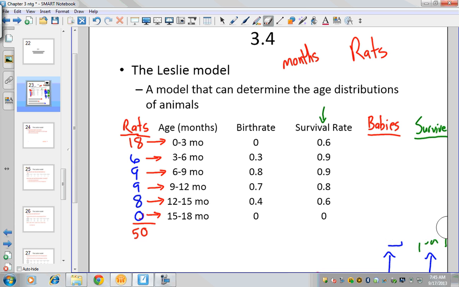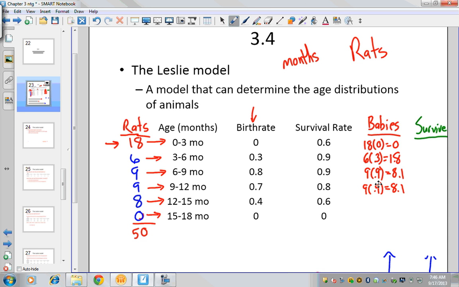In order to figure out all my information once again, I have to figure out my babies. So I have to multiply the number of rats by each birth rate. That'll be 18 times 0 equals 0, so no rat babies are having babies. Next will be 6 times 0.3, which I believe is 1.8. Then we're going to multiply 9 times 0.9, which I believe is 8.1. We're going to do that yet again, 9 times 0.9. Now our numbers are getting a little unfriendly because we're given decimals, but we still have to go with it.